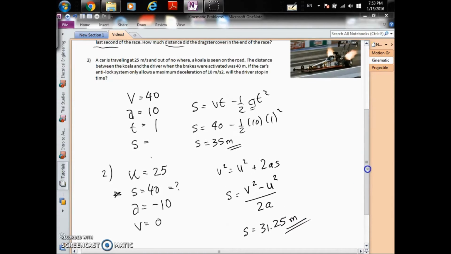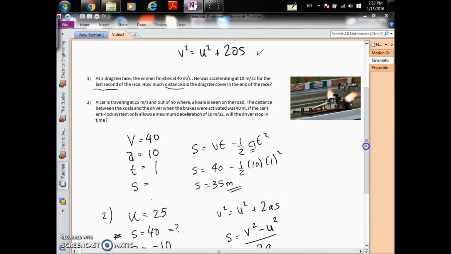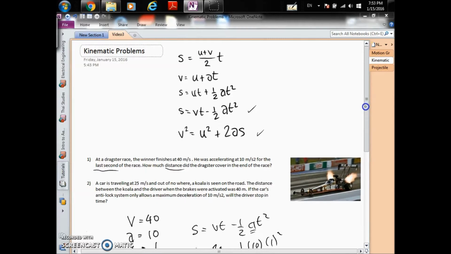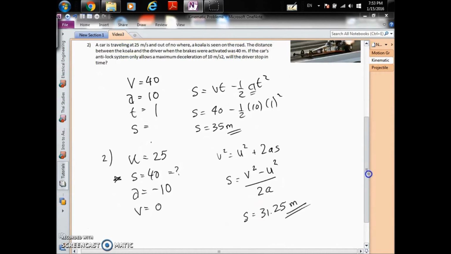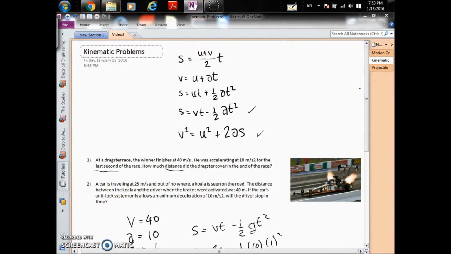And honestly, there's nothing to it, okay? Look at the unknowns, look at what you know, and then look at which equation to choose. And you should do really well on this topic if you concentrate and give respect to the signs.